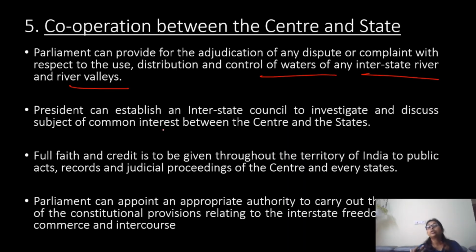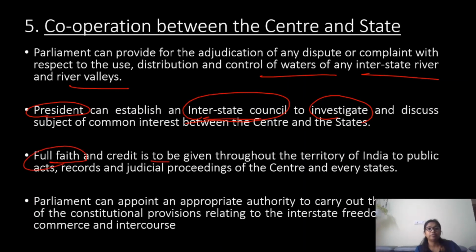So for this common interest, where the center's interest is also there and the state's interest is also there, there is a common factor. Here the president can establish an interstate council to investigate or discuss this common interest between the center and the state. Yes, they should do it with full faith, and credit will be given throughout the territory of India to public acts and records, as well as to the center and every state, because it is a problem of both the center as well as the state. So you cannot give credit to only one of the center or state; you should give it to all throughout the territory of India as well as every state.